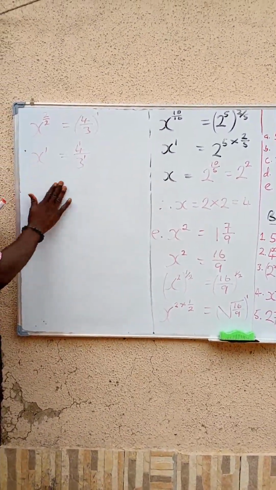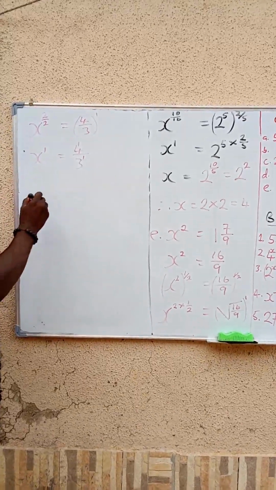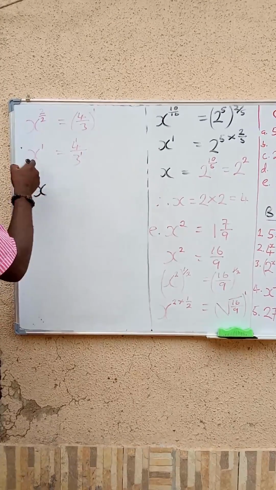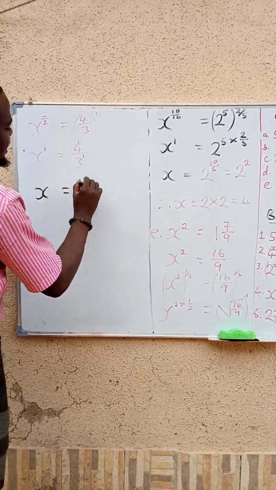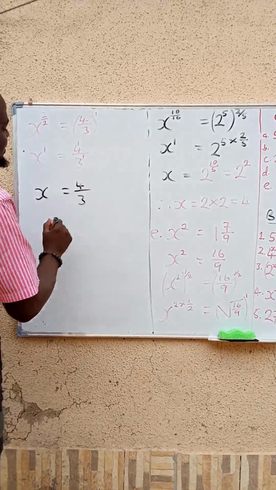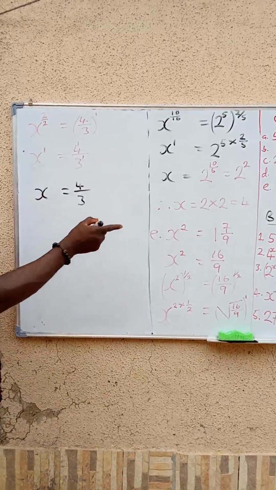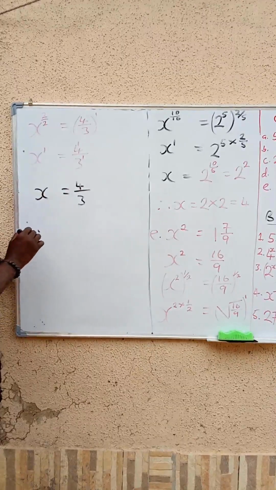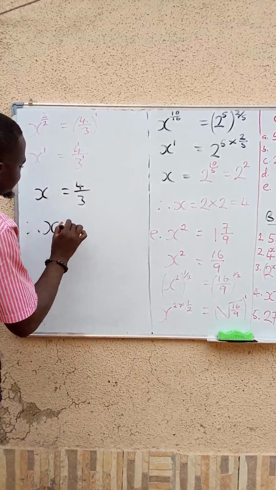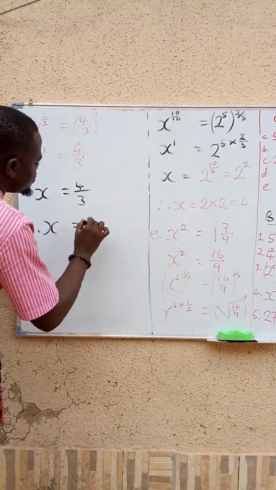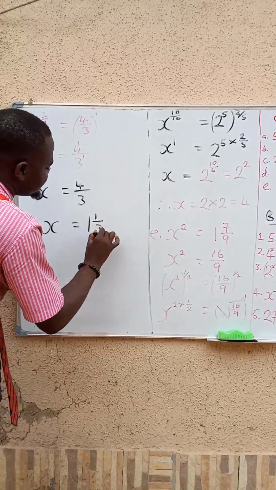Sorry, my marker is already gone. Let me use this one. x raised to the power of 1 is the same thing as x. 4 raised to the power of 1 is 4, and 3 raised to the power of 1 is 3. But this is not the final answer. The final answer must be in mixed fraction. So it will be x. Therefore, x is equal to one whole number 1 over 3.